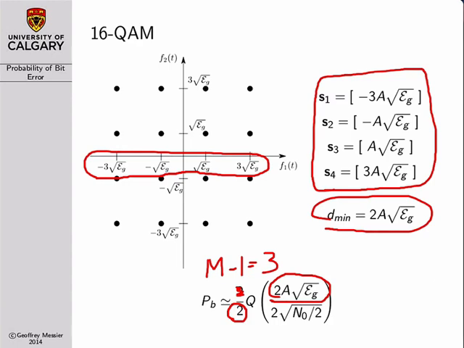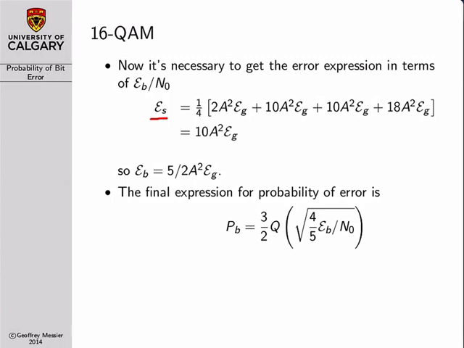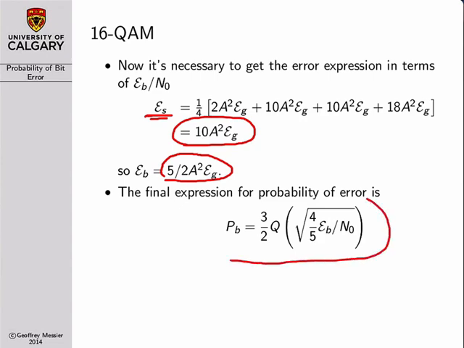And for this part of the derivation, we really do need to take the full constellation into account. And so the average energy per symbol, ES, for the overall constellation is 1/4 times this long expression, or 10 times a squared EG. The average energy per bit is just the energy per symbol divided by 4, because it's 16 QAM. So we get 5 over 2 a squared EG. And then if we plug in this expression for EB into the Q function argument, we get this final expression for the overall probability of bit error for 16 QAM.